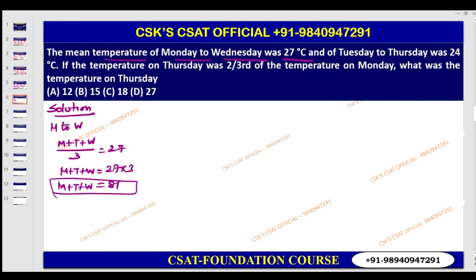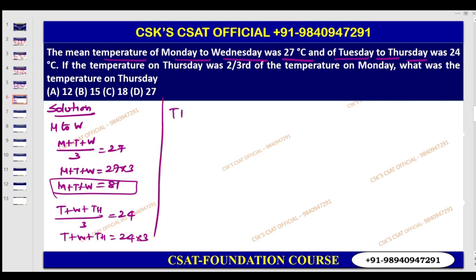And the mean for Tuesday to Thursday, so Tuesday, Wednesday, Thursday, 3 days, is equal to 24. Cross multiply. Tuesday plus Wednesday plus Thursday is equal to 24 into 3. So therefore Tuesday plus Wednesday plus Thursday is equal to 72. Keep this as equation number 2. Keep this as equation number 1. Now, after this, what has been provided in the question? So before that, you can do this here also.